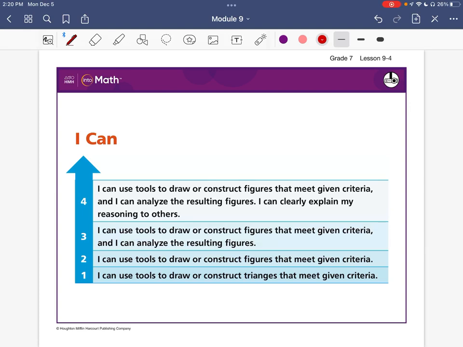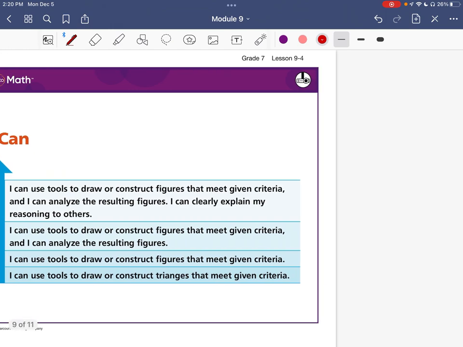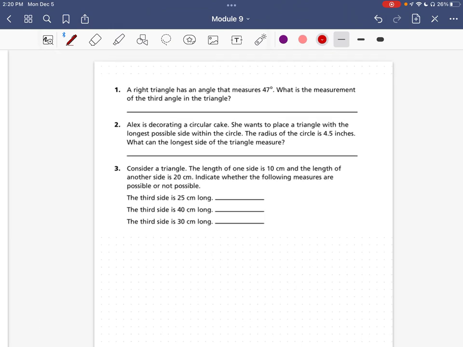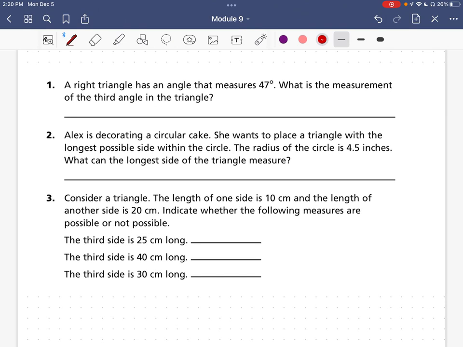Here is grade 7, module 9, lesson 4. Our I can statement is: I can use tools to draw or construct figures that meet given criteria, and I can analyze the resulting figures. So this lesson is a lot about applying what we have learned so far in this module.